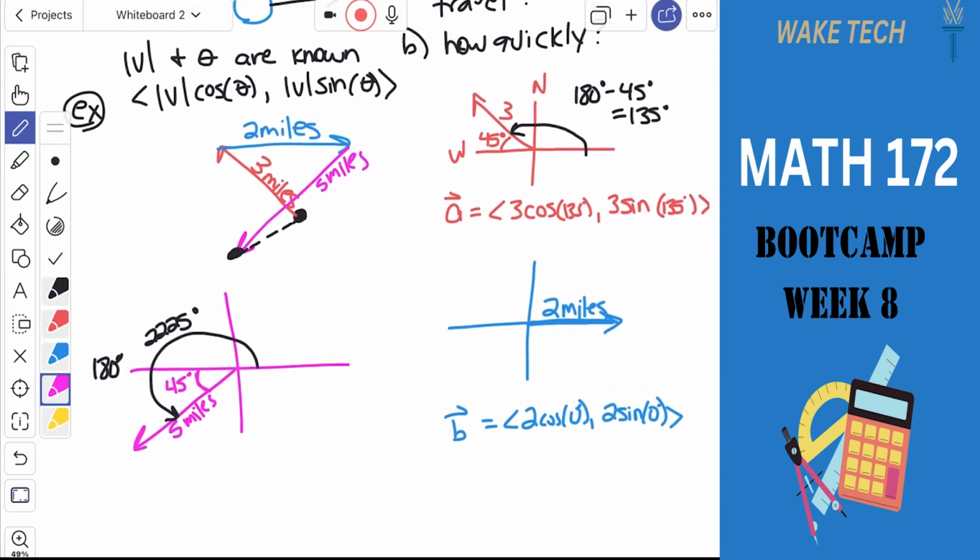So our vector in this case is going to be 5 cosine 225 and 5 sine 225. So this is what we'll call vector C. So these are our three vectors. What we're actually going to do is get some decimal values for them so that we can add them a little more easily. But we at least now have each of these vectors in component form.